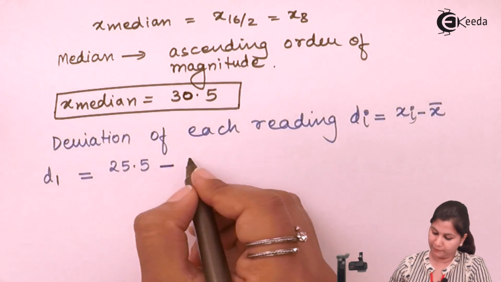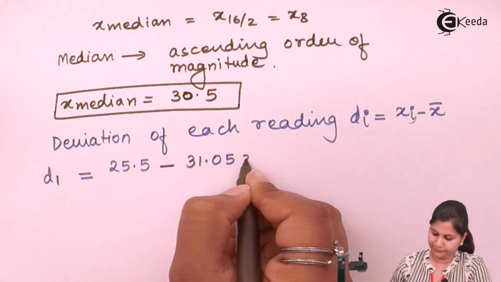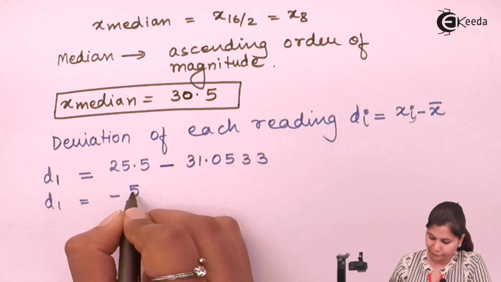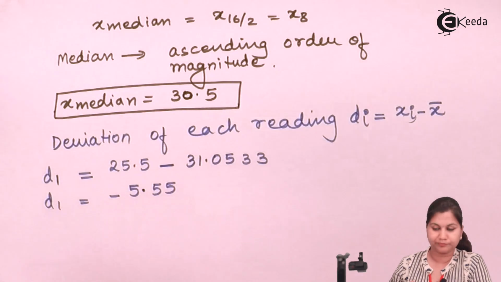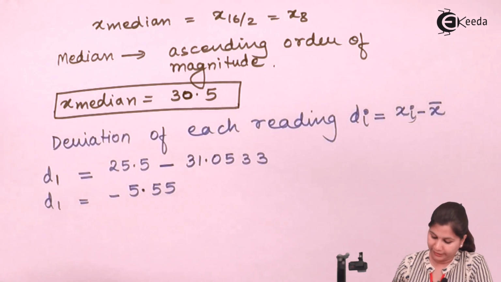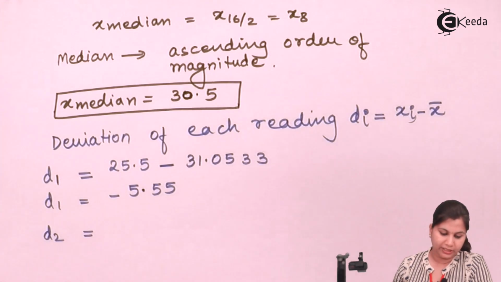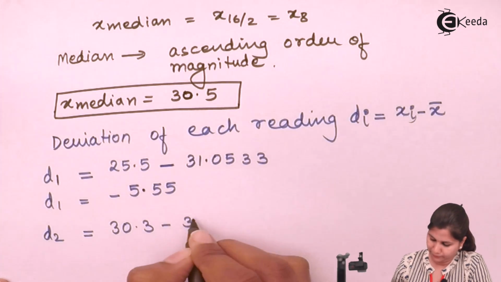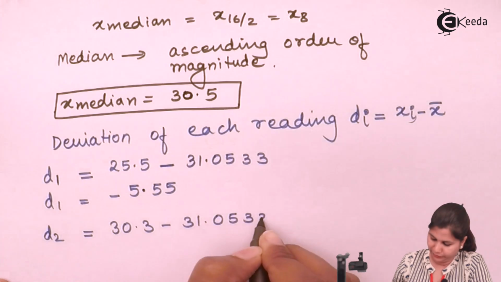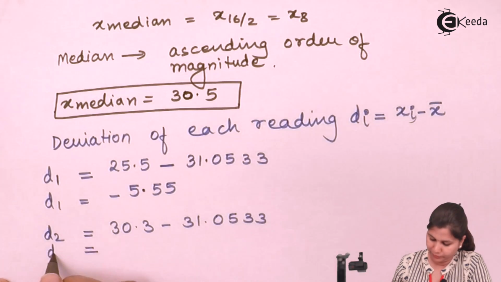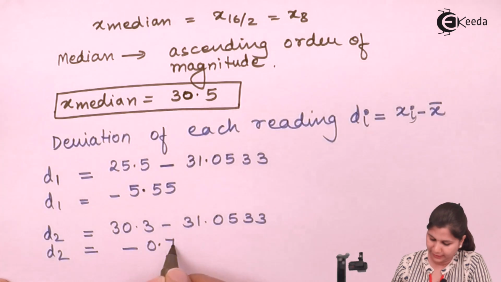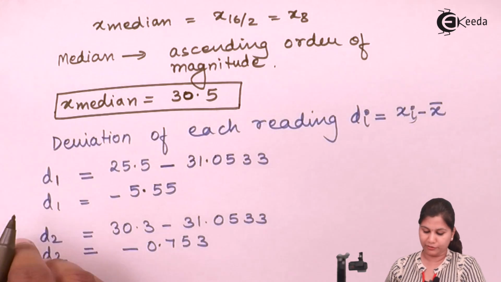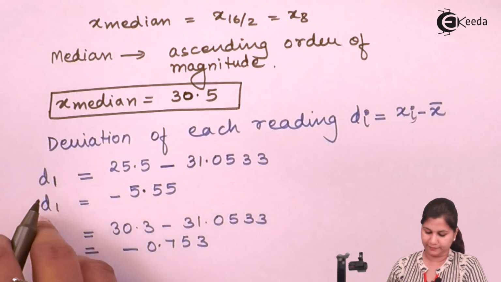Arithmetic mean was 31.0533. So D1 is equal to minus 5.55. Again D2. Second reading is 30.3. So 30.3 minus 31.0533. That will again come out to be minus 0.753. In this way, we will calculate the deviation for each of the readings.